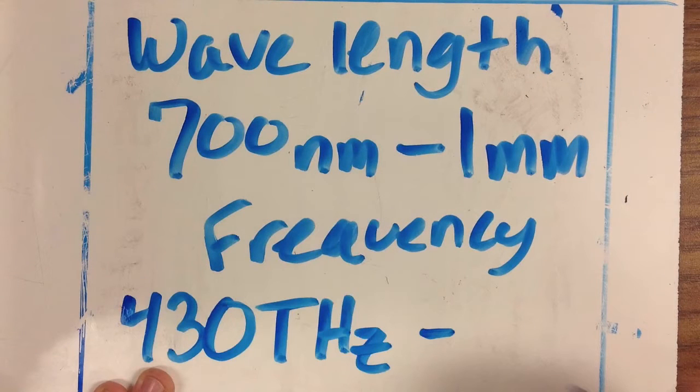Wavelength is 700 nanometers minimum to a max of 1 millimeter. Frequency is 430 terahertz to 300 gigahertz. This is just above the frequency of visible light.